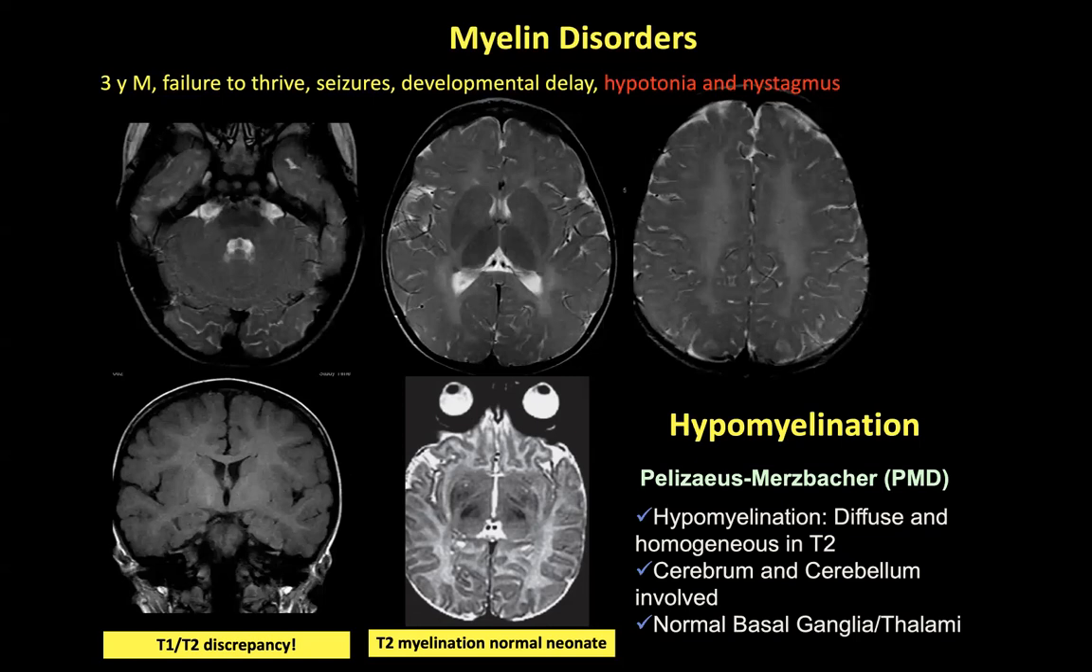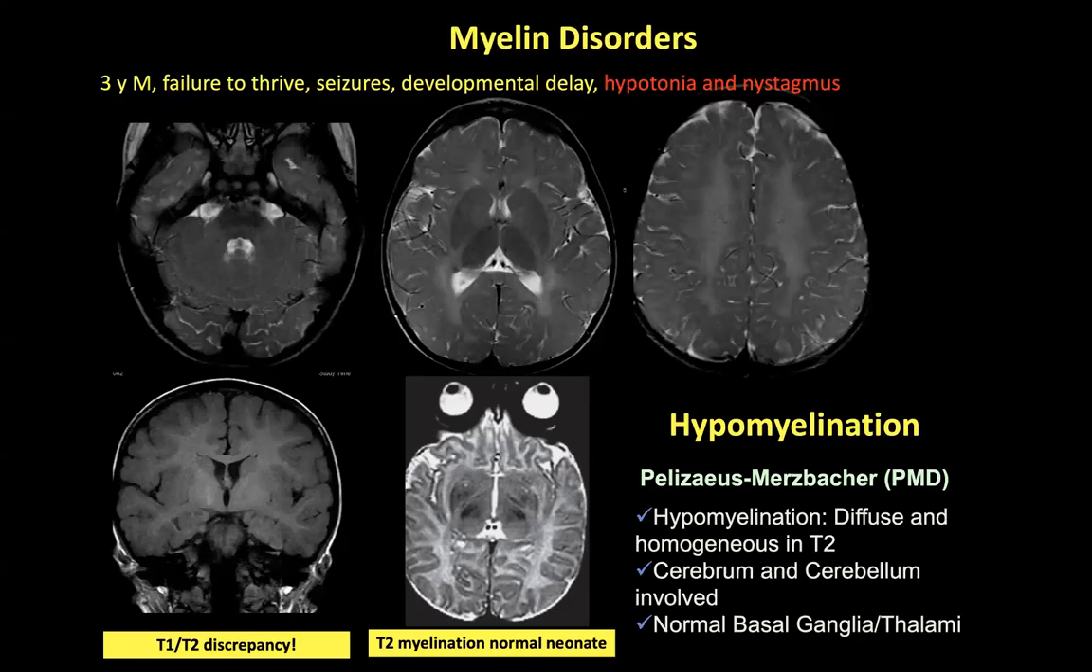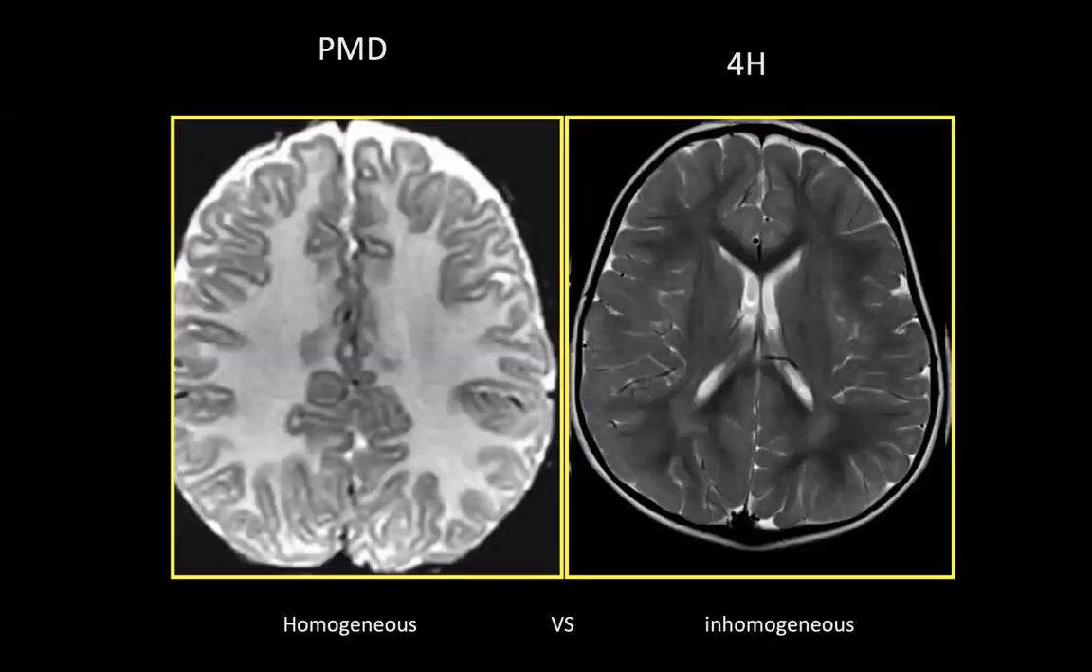But what you say is that basically you have diffuse hypomyelination with normal basal ganglia and thalami. So no other abnormalities. Of course, Pelizaeus-Merzbacher is easy because it's so diffuse and homogeneous that you cannot be fooled, sometimes, like in this 4H case.